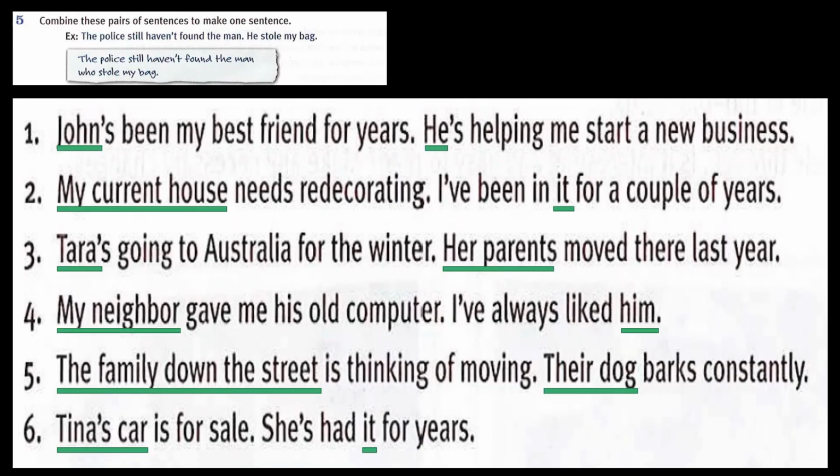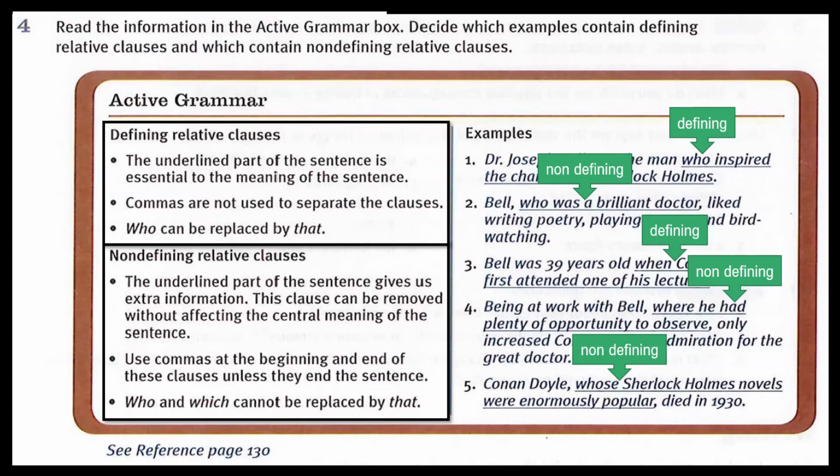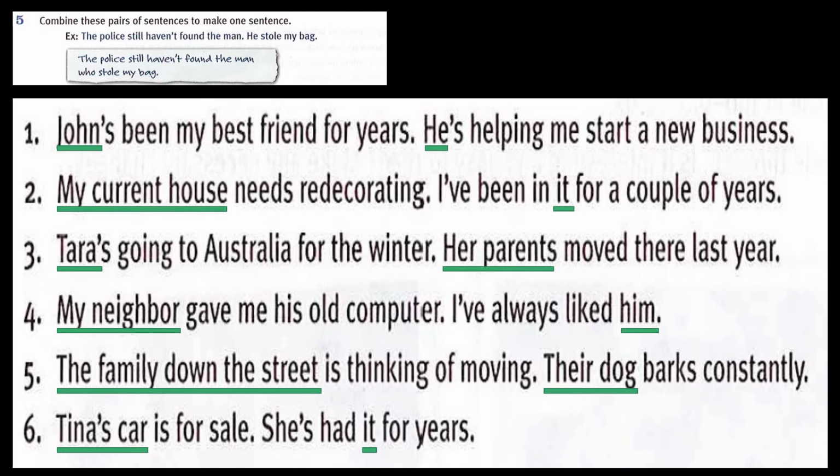After you learn about the what, why, and how of relative clauses, now it is time for you to practice. Let's do some exercises. Combine these pairs of sentences to make one sentence. For example: the police still haven't found the man. He stole my bag. The police still haven't found the man who stole my bag.